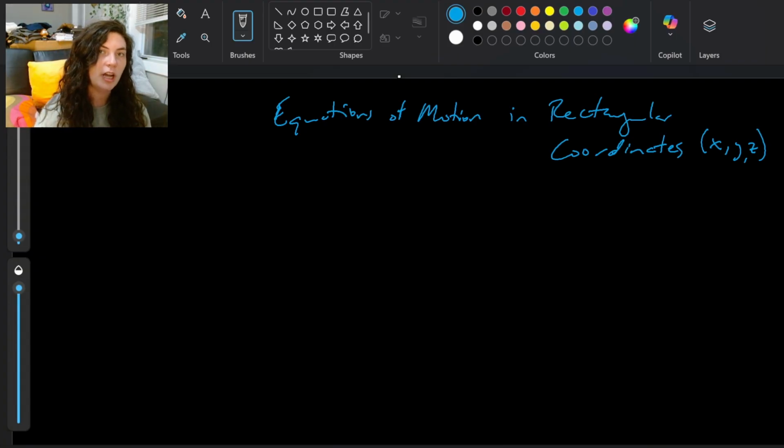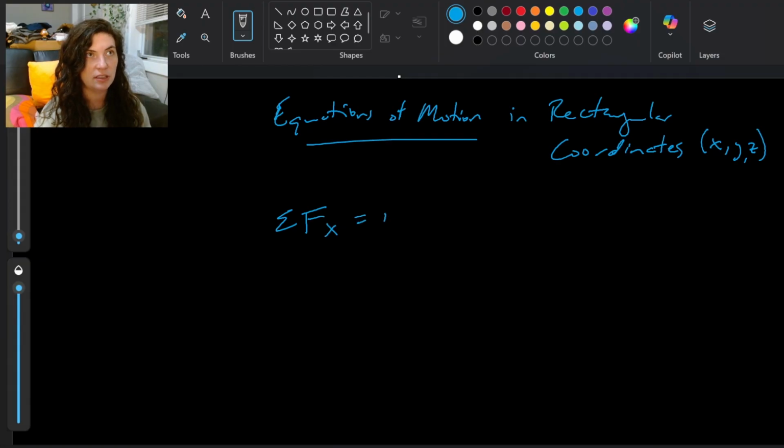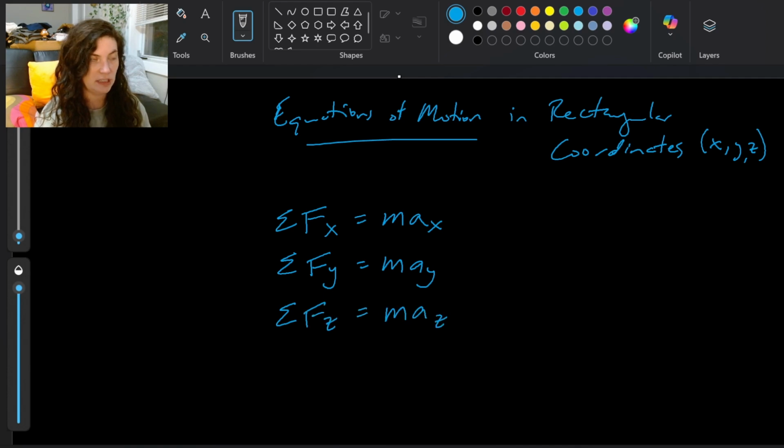Just like in statics, we can break these out into their individual coordinates for the equations of motion. So that's going to be sum of x forces equals mass times x acceleration. Sum of y forces equals mass times y acceleration. And sum of z forces equals mass times z acceleration. And we're going to use this in combination with our kinematics to solve problems.